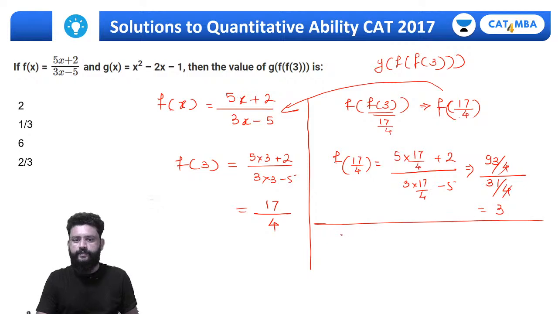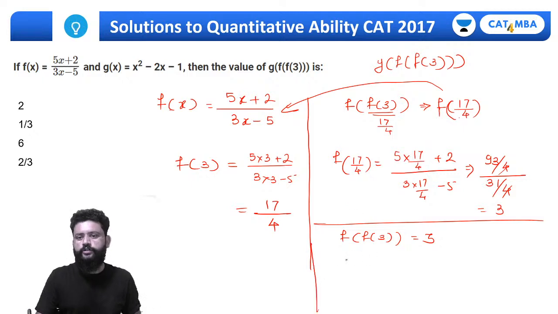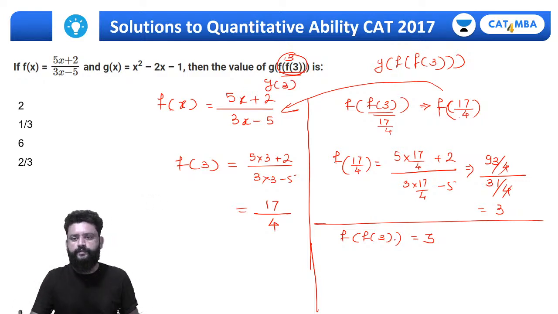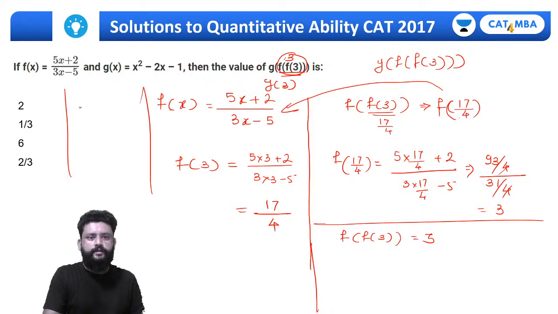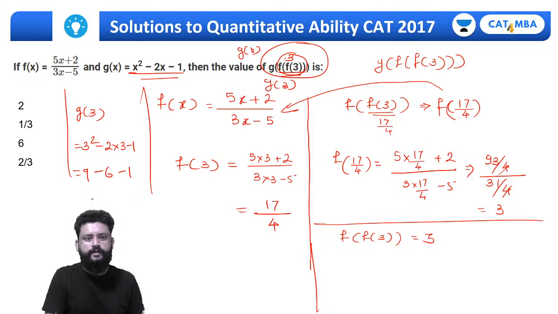So what I got is f of f of 3 is 3. And the last part, now you're supposed to calculate this one. The value of this is 3, so we only have to find g of 3, that's it. So the final answer will be just g of 3, and g of x is given to us. g of 3 will be the final answer: 3 square minus 2 into 3 minus 1, which is 9 minus 6 minus 1, comes out to be 2. That's the answer option.